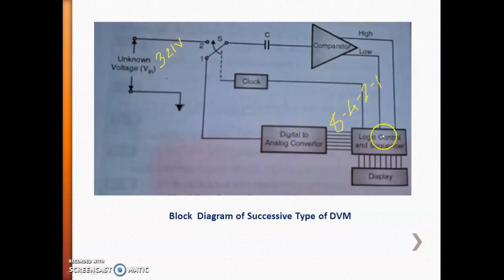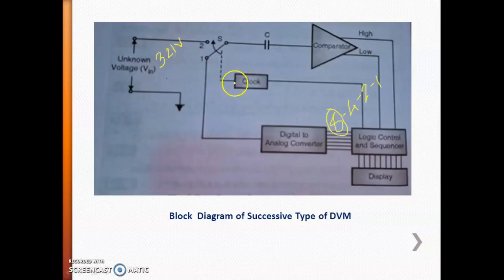Initially, the logic controller, sequencer and digital to analog converter are reset. So first the sequencer generates the first sequence, which is 8 volt. This sequence goes to the digital to analog converter, where it is converted into analog form. This generated analog signal, that is 8 volt, goes to the capacitor through this switch. In this case, the switch is at position 1, so this analog signal of 8 volt goes to the capacitor, and the capacitor is charged to 8 volt.